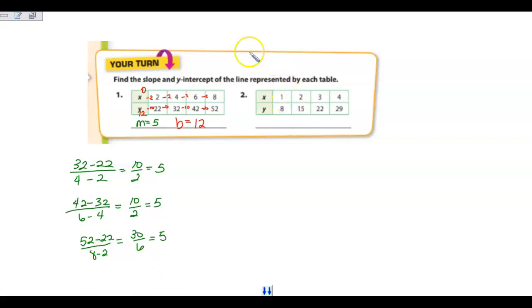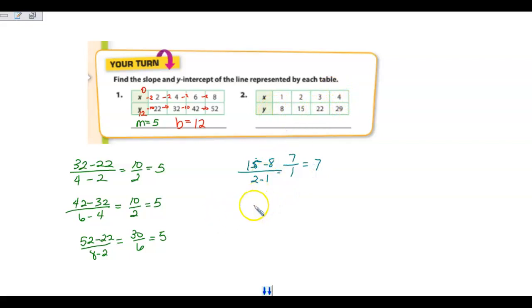This one, I have 1 and 8, 2 and 15, 3 and 22, and 4 and 29. So I'm going to find my slope, pick any two. Let's take 15 minus 8, and 2 minus 1. 15 minus 8 is 7. So it simplifies to 7.